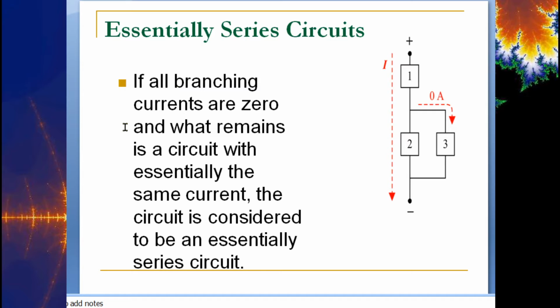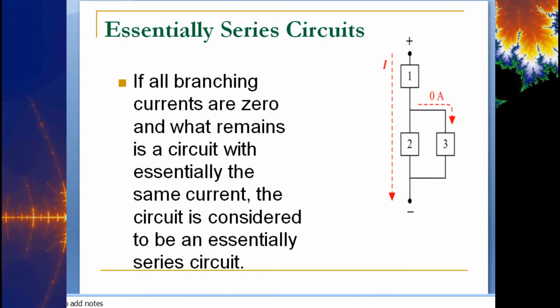So an essentially series circuit is what we do with series parallel. What we do is we reduce the parallel combinations and the series and parallel combinations all throughout the circuit until we get down to what we call an essentially series circuit. It says, if all branching currents are zero and what remains is a circuit with essentially the same current, the circuit is considered to be essentially series. So when I do my analysis, I'm going to get to the point where I say, okay, now we're at an essentially series circuit, and that part of the analysis we will treat as if it were just a couple resistor series circuit or whatever.